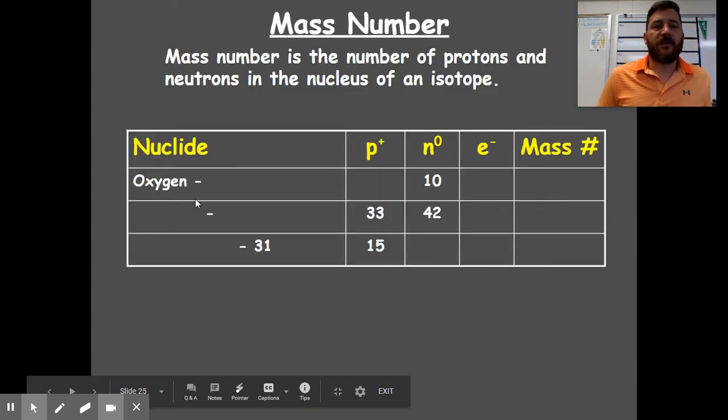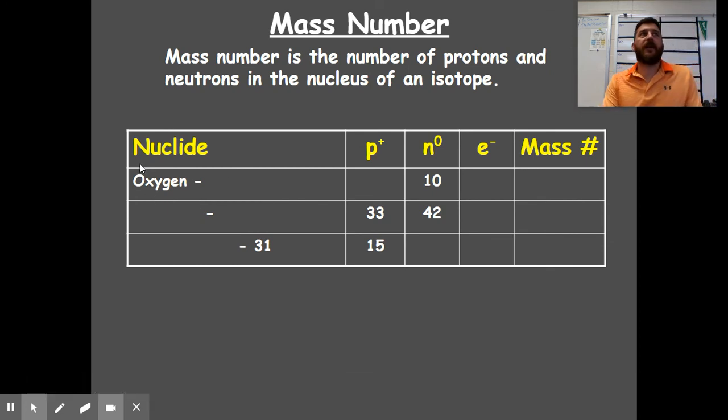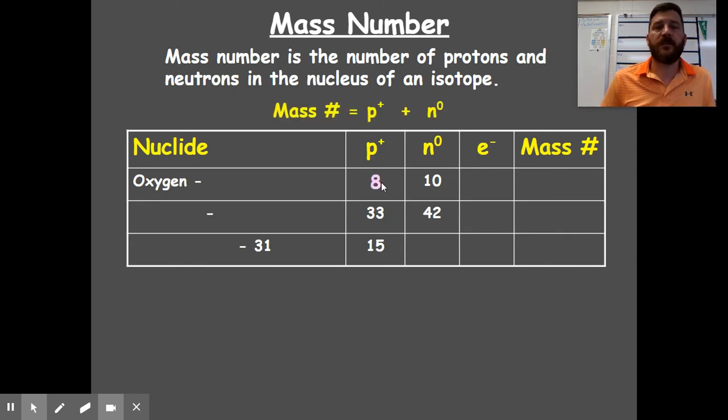So when we look at oxygen on the periodic table, it has an 8 on the top and it has a 15.99 on the bottom. So that 8 on the top is going to be our number of protons. So since neutrons is 10, standard would be 8, but this is an isotope. So it's going to have 8 electrons, and its mass is going to be 18.